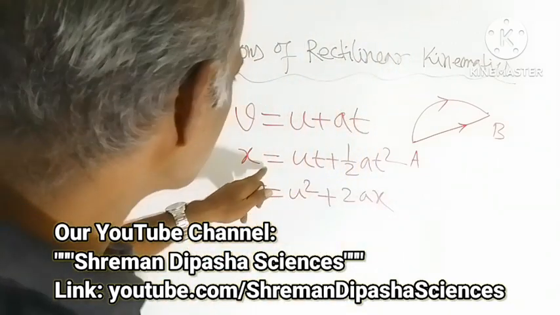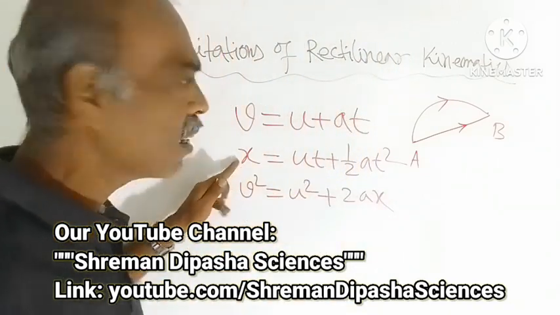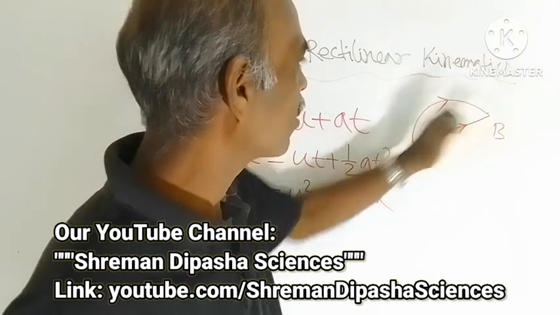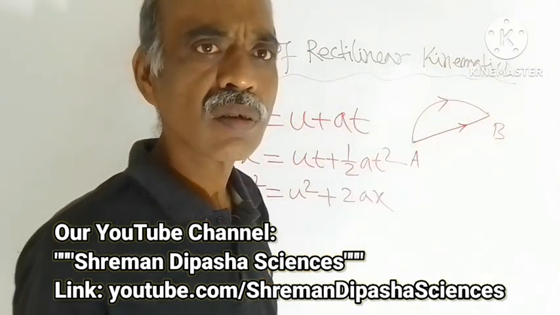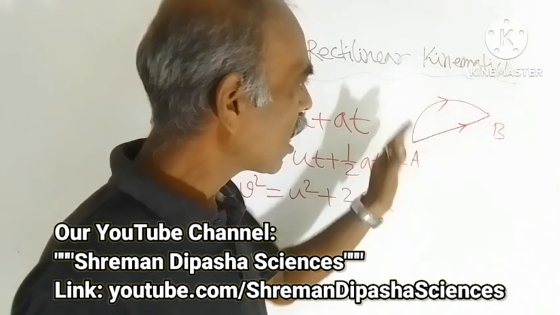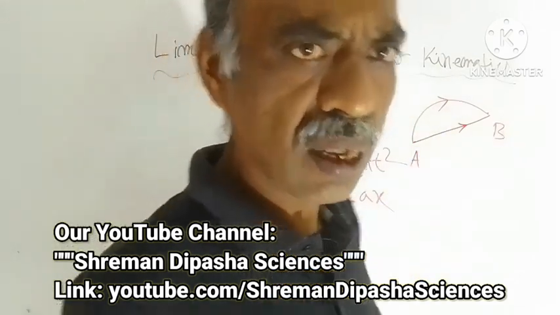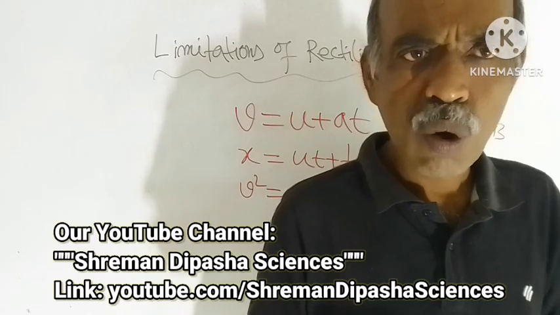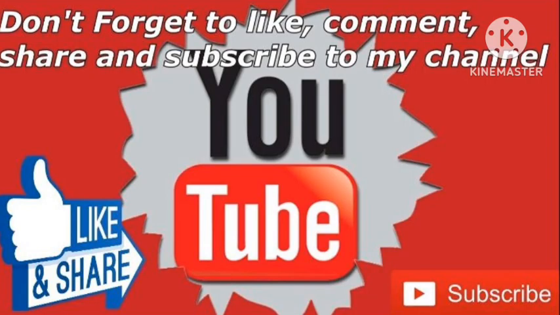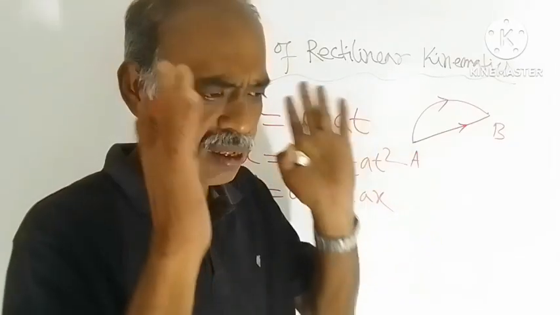In this equation, x represents displacement. Displacement is this one, not this one. Along the curved path, the distance is more than along the straight path. This is known to you. So what is the limitation? Limitations of these equations. I should better write here: limitations of equations of rectilinear kinematics.